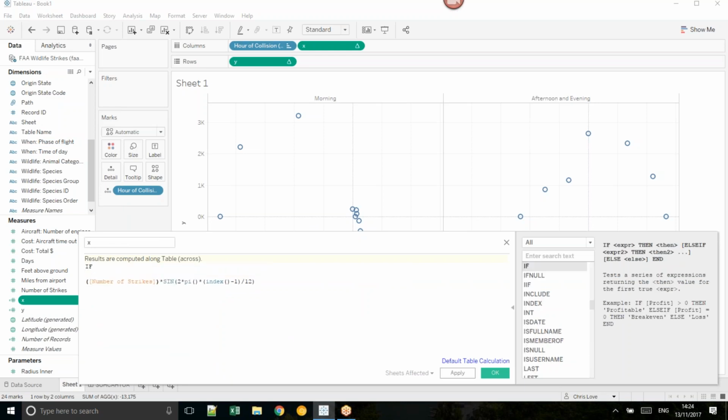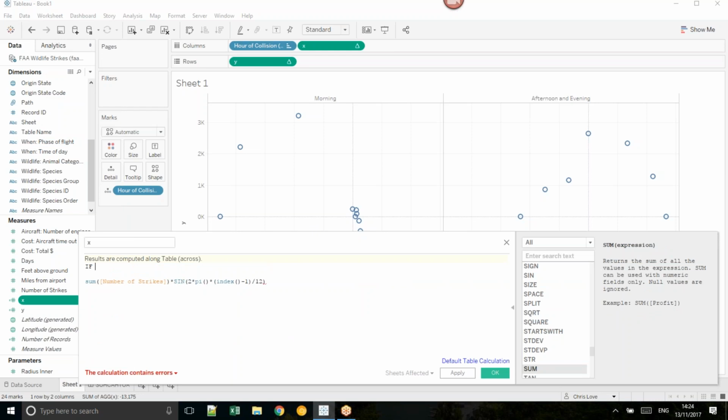my path equals 1, then I want my value to be 0. Else if my path equals 2, then I want my value to take this value, which is moving the x position around. Now I'm going to get an error.